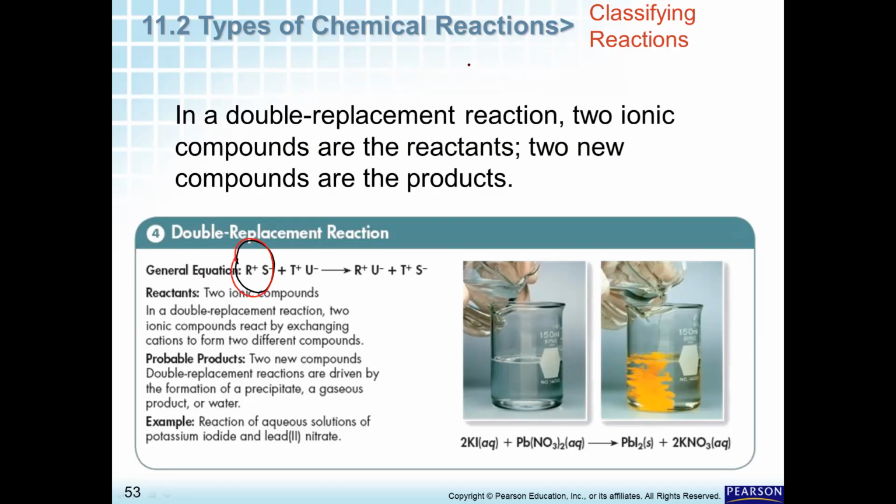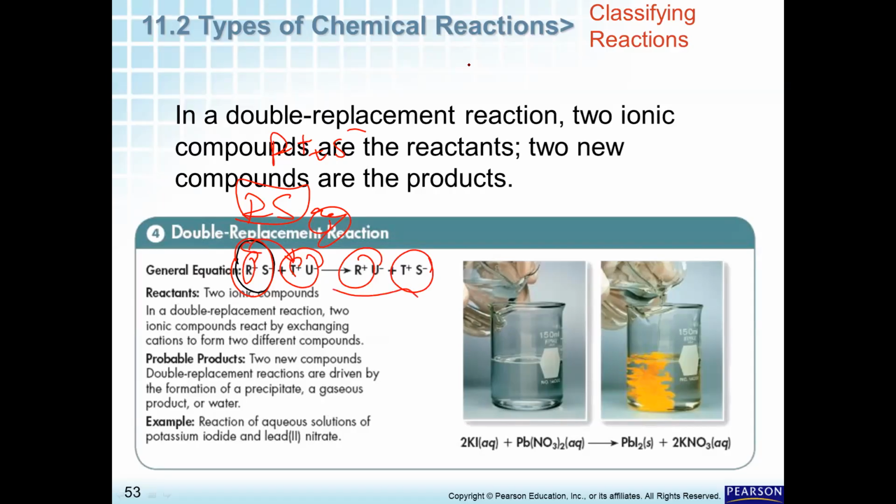Existing like this, it is originally RS, but because this is an ionic compound in aqueous media, it will be R plus S minus. And that is the ionic form. I'm just giving you a little bit of introduction to section 3. And this one is the same. So the positive ions are the ones that are getting replaced, and they will produce two ionic compounds.